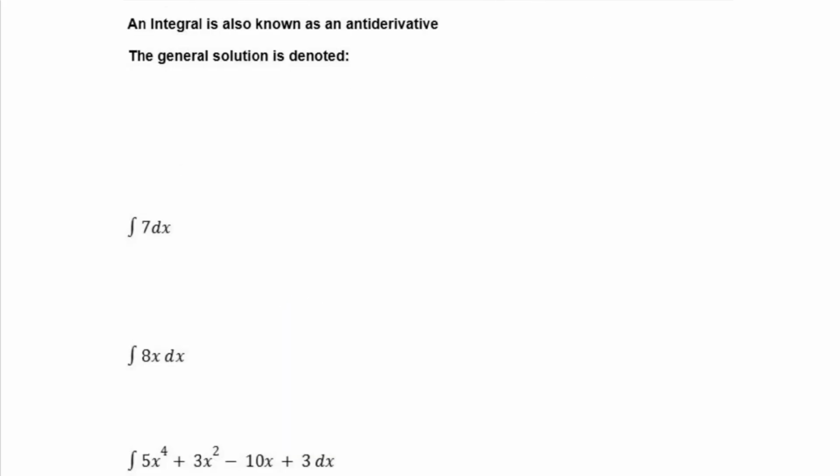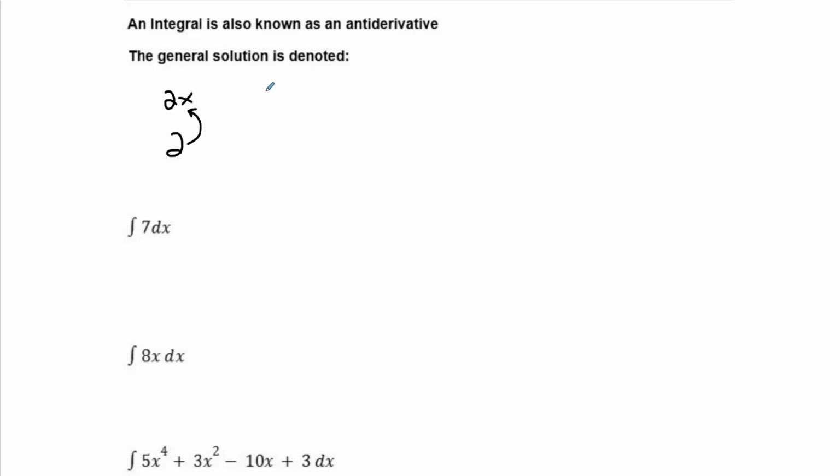Okay, so let's now talk about integrals, right? So an integral is known as an antiderivative. It is literally the opposite of a derivative. So for example, if we know that the derivative of 2x is equal to 2, then the integral of 2 is 2x. Now hold on there because that is technically not true.